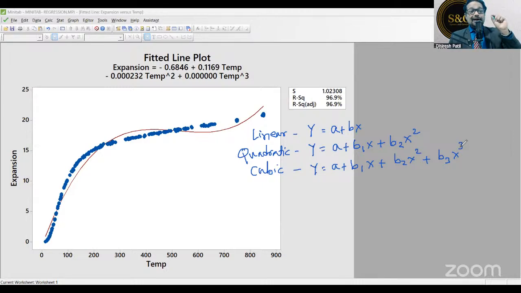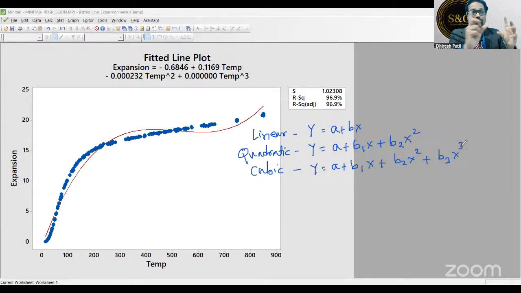So the linear model gave us how much? Was it 87? It was lower, right? It was not 87 in linear. In linear I think it was around 67%, Pramod ji. 67 or 68, something like that. Yes, 68%. Then in quadratic it came to 87, and then in cubic, almost close to 97%.